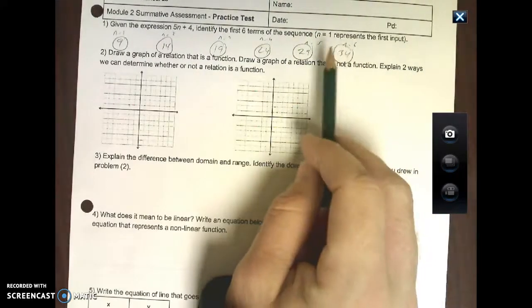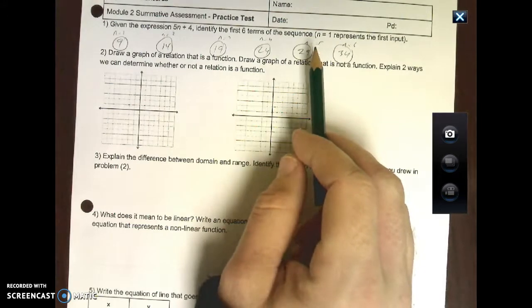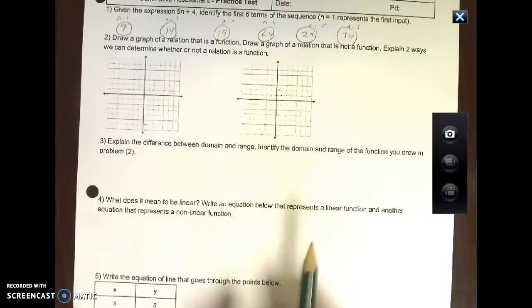It's pretty simple, but the important thing is to realize that the nth term right here represents the number in the sequence: 1, 2, all the way up, whatever.